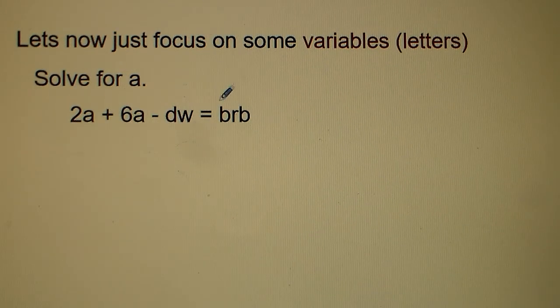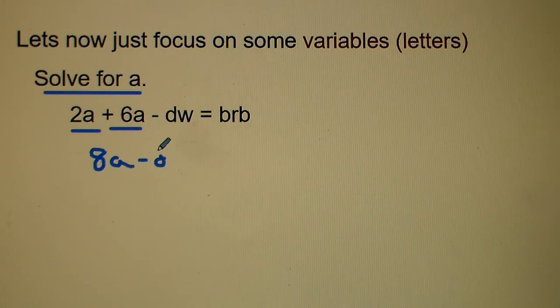Alright, let's do this one. We have combined like terms here. Our goal is to solve for a. Well, we have a 2a and a 6a. So 2a plus 6a, well, you know, that would be 2 apples plus 6 apples, which gets you 8 apples, minus dw equals brb.